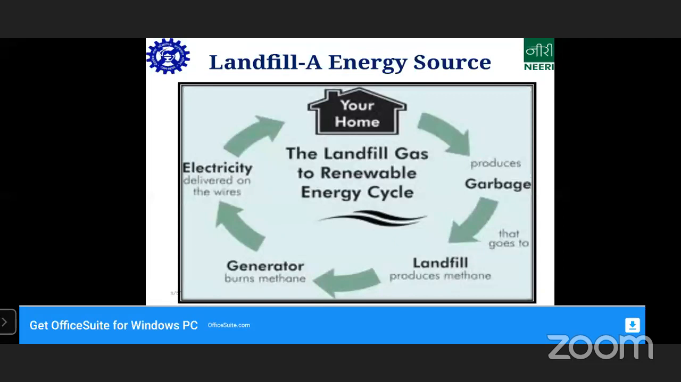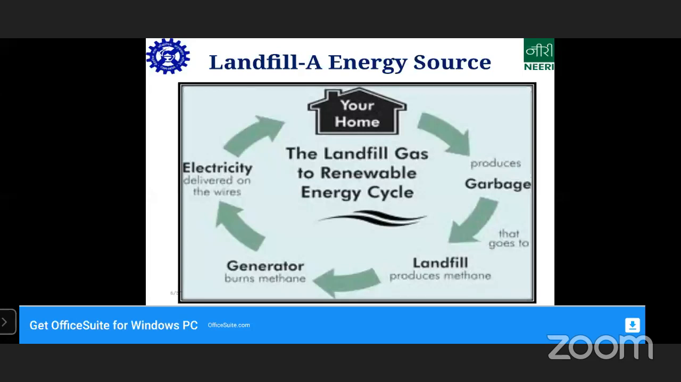Now, coming to this landfill gas, it can be thought of as a resource. You have your landfill, there is gas being generated, and you use it to generate electricity through a genset or by other suitable means. Again, that electricity is supplied to your homes. Now this kind of system is followed in a lot of places in the US.